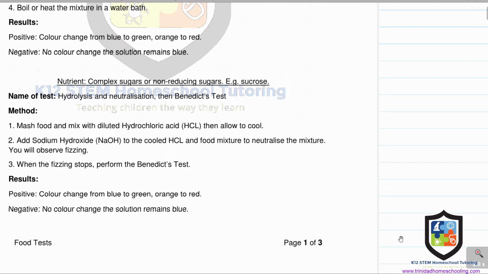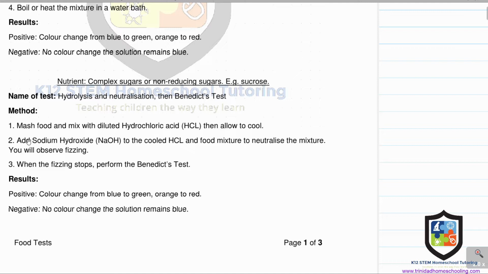Alright, so let's look at the test for complex sugars or non-reducing sugars, for example, sucrose. The name of this test is hydrolysis and neutralization, and then we do the Benedict's test. So we need to do a certain process before and then repeat the process that we just went through. The method is to mash the food again and mix with diluted hydrochloric acid. And then we allow that to cool. And then we add sodium hydroxide to the cooled hydrochloric acid and food mixture to neutralize the mixture.